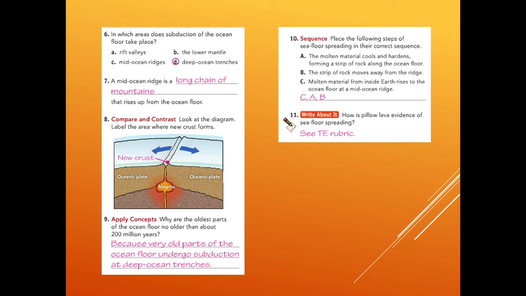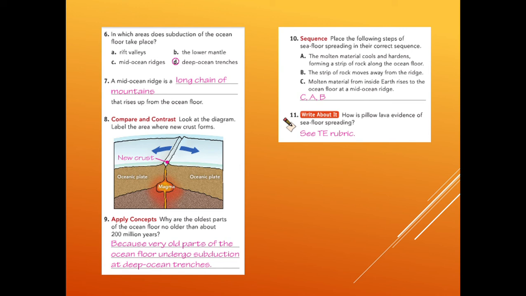And lastly, we have letter B. The strip of rock moves away from the ridge. One more time, we can remember the whole structure of the mid-ocean ridges, and it's basically the same process. Magma comes out, then it becomes rock, and then it is mobilized from either way. Then number 11, write about it.